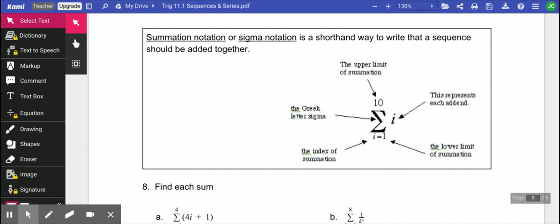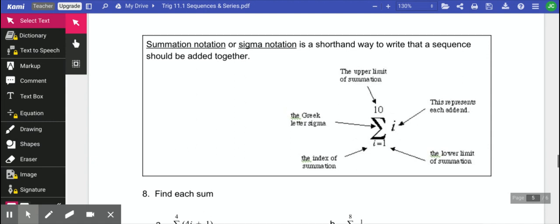So down here at the bottom, it's called the index of summation. I don't ever use that word. That's the lower limit, okay? And then up here is the upper limit. And then this, it's called the add-in, but whatever. It's the formula. So this is the formula we're plugging in.